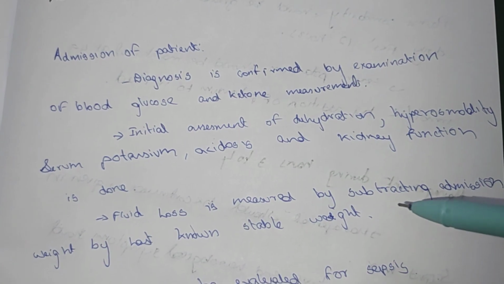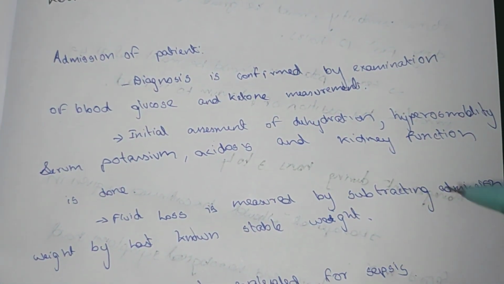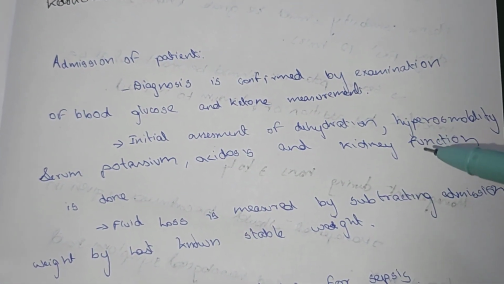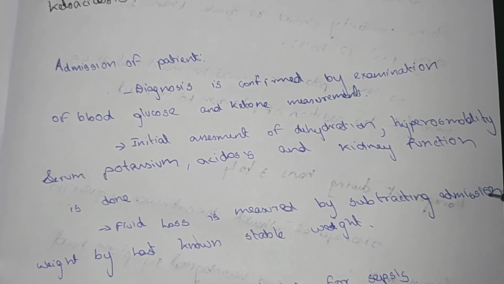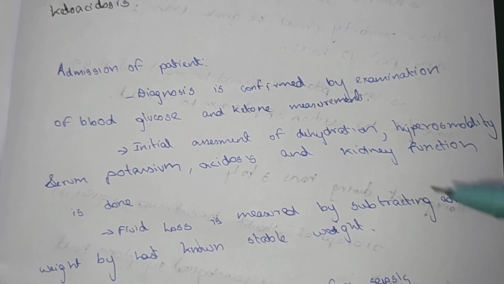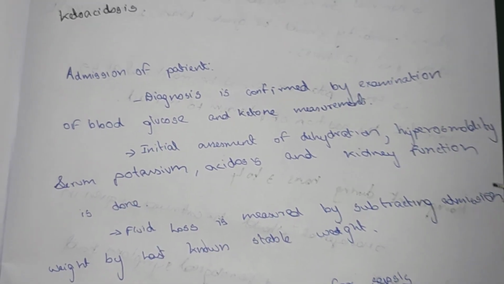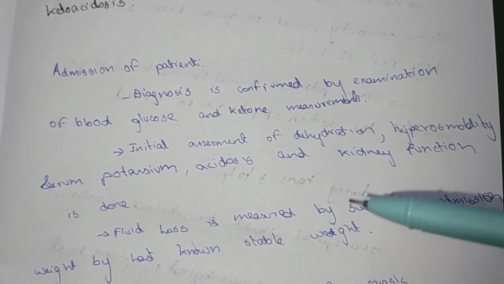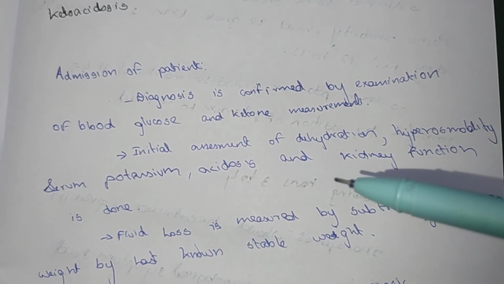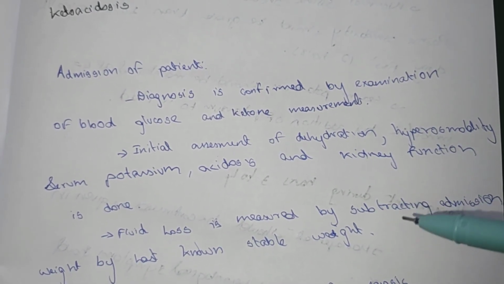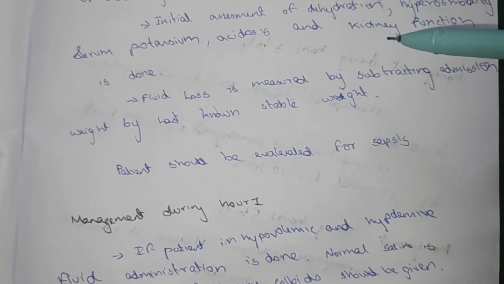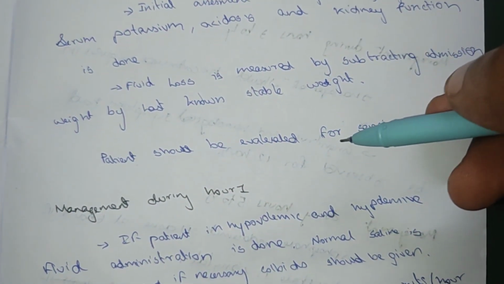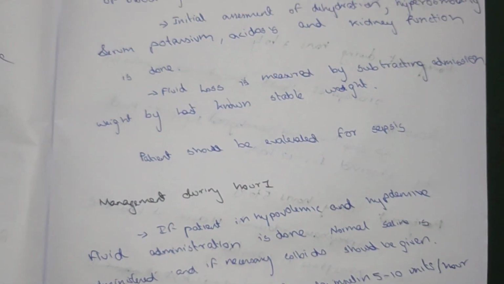The fluid loss is measured by subtracting from the admission weight. How do we find whether the patient is dehydrated? We should first weigh the patient when he comes to the clinic or hospital, and subtract the last known stable weight. By subtracting that, we can see the fluid loss in the body. The patient should also be evaluated for sepsis.